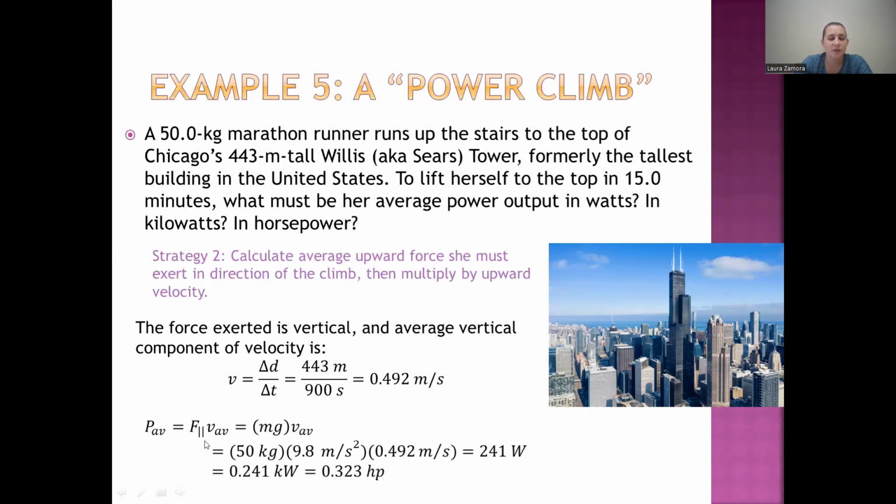That parallel force, once again, is fighting against gravity. So that's mass times g. So 50 times 9.8 times that average velocity is once again 241 watts, or 0.241 kilowatts, or 0.323 horsepower. So two different strategies that we used ended up at the same place. Both are equally valid. So this is one of those cases where, depending on what you're given, what you feel comfortable with, what equations you have written down on your equation sheet, that will kind of point you in which direction to go. But also it allows you to check your work if you're unsure that you're correct.